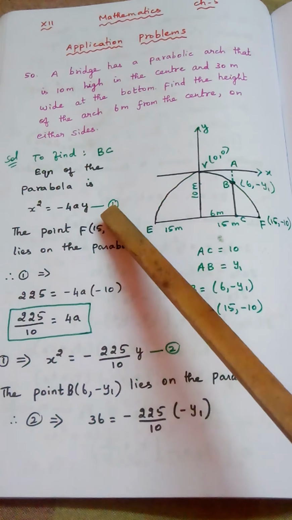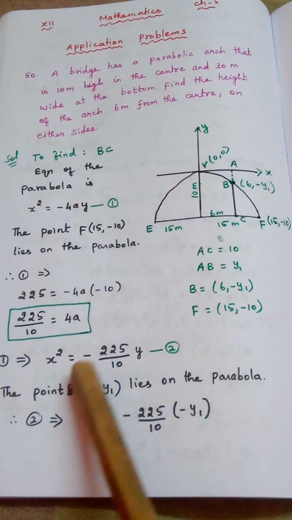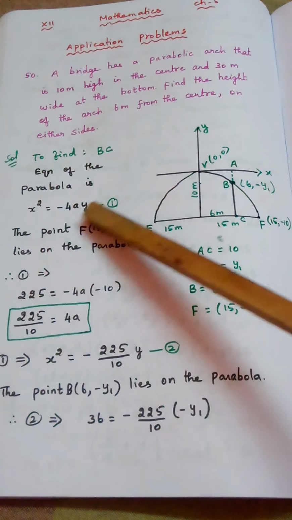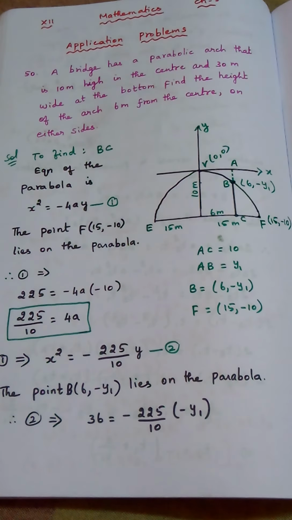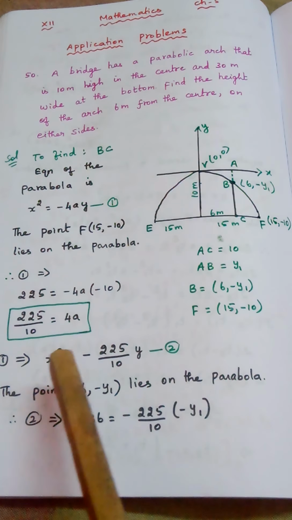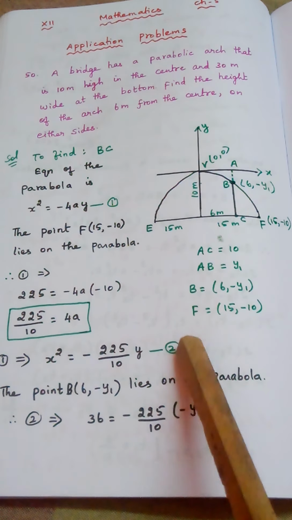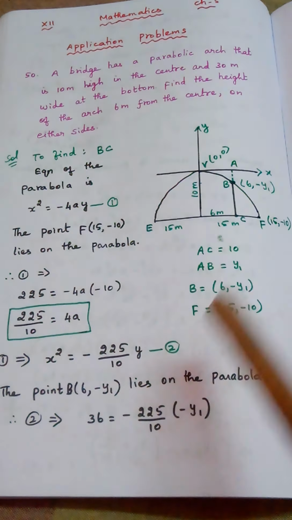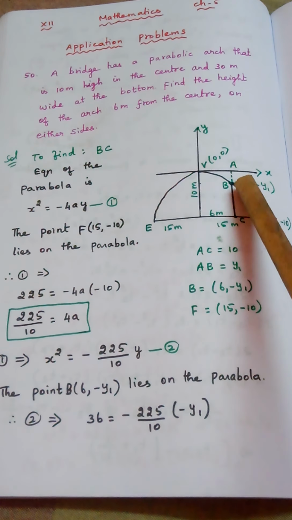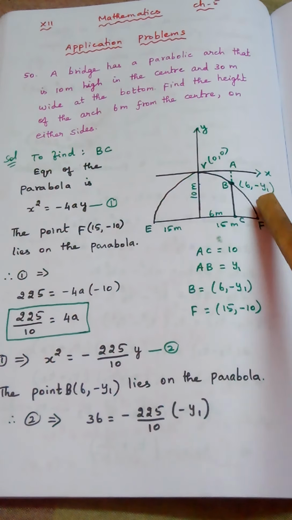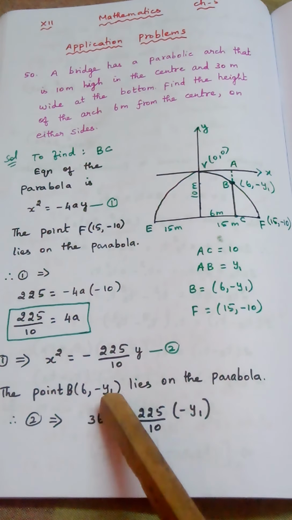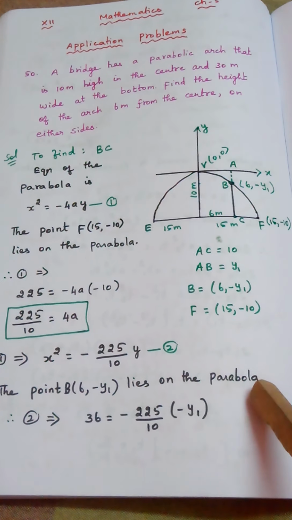So the 4a value we got. Substitute this 4a value in the first equation. X square is equal to minus, in place of 4a I am writing 225 by 10, into y. So this is taken as the second equation. This is the first equation. Now we got equation number 2. How did we get this? Substituting the 4a value in the first equation, we got the second equation. Now I am going to take this point. This point also lies on the parabola. Which point? Point B. Point B, 6 comma minus y1, lies on the parabola.